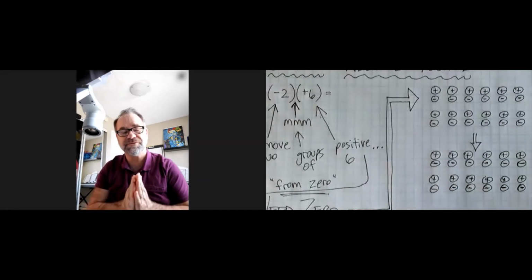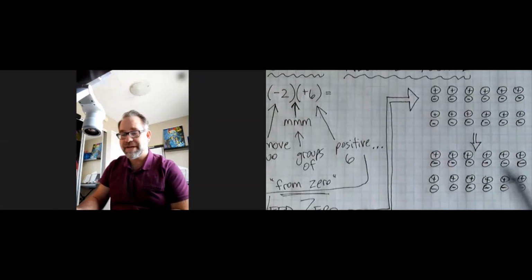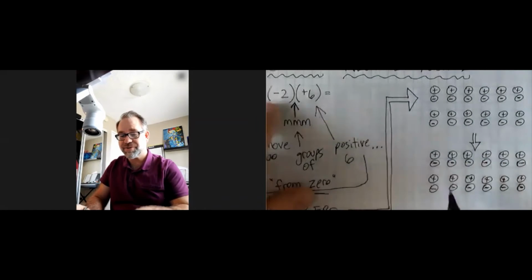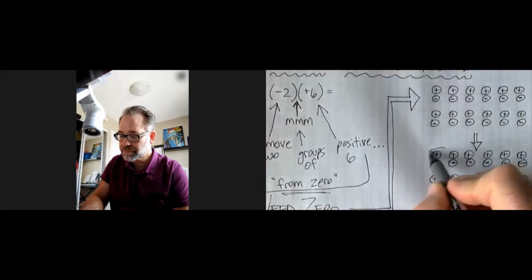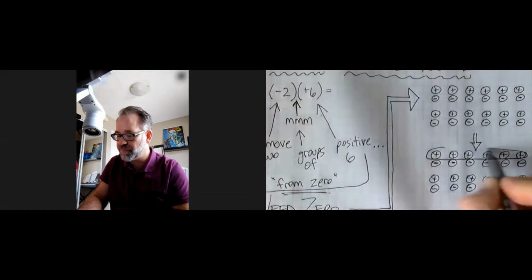You have to do models similar to this in grade 9 with algebra. So it's not going to go away. You do need to figure this out. Now what we've got here is we've got a situation where I can actually remove two groups of +6 from 0. How are we going to show removal?